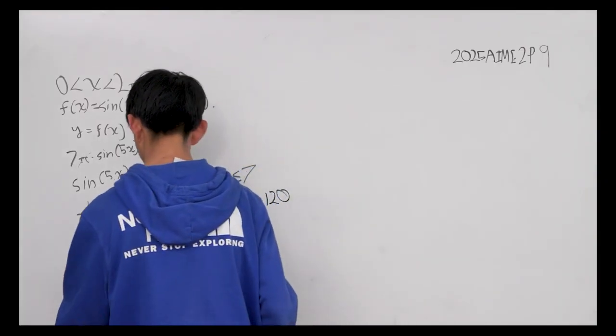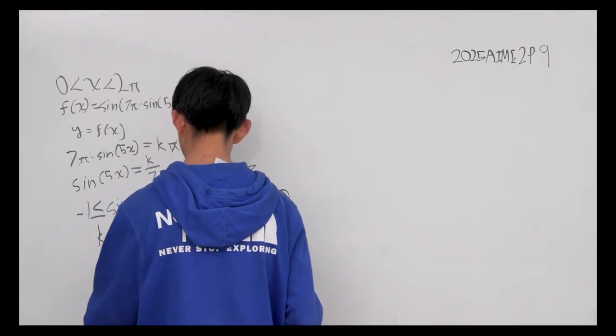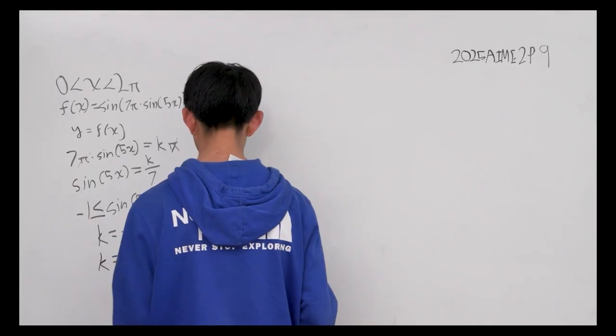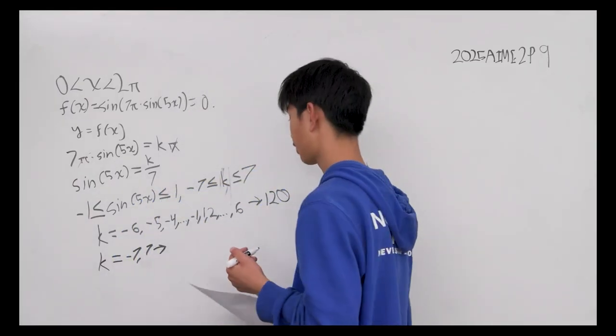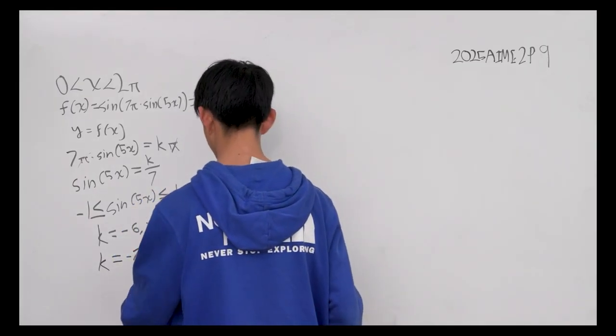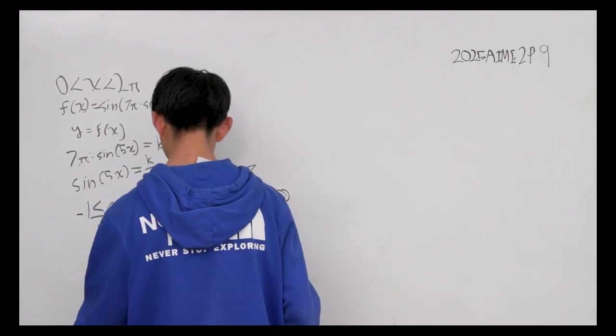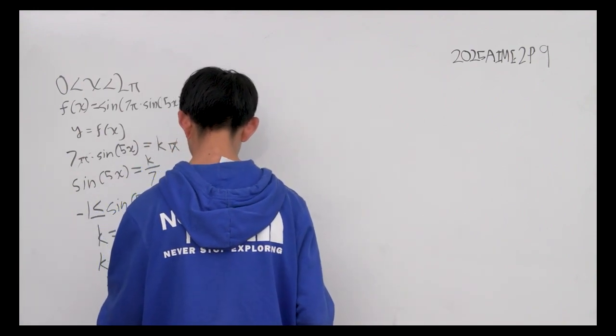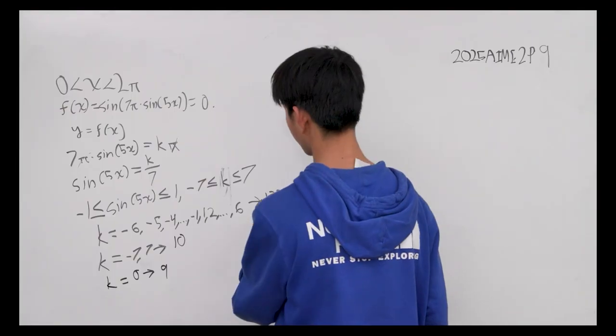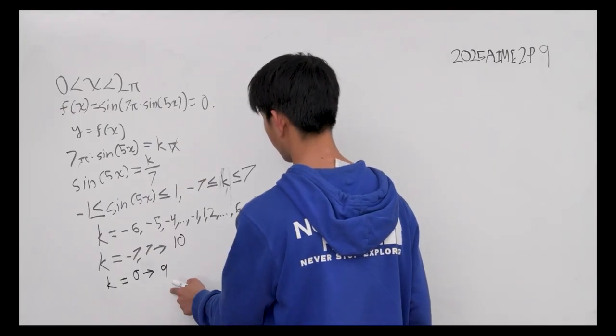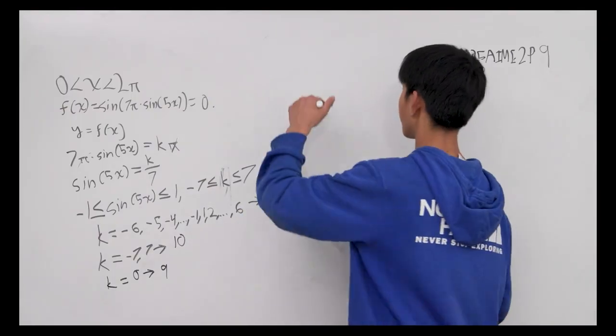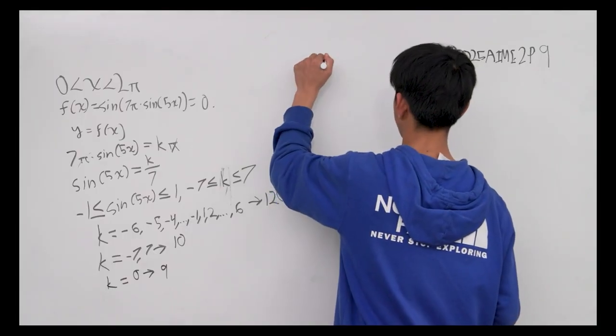We have the extremes. K is negative 7, 7. Each of these have 5 solutions each. So 2 times 5 is 10. And k is equal to 0 yields 9 solutions. Altogether, 120 plus 10 plus 9 is 139. Therefore, n equals 139.